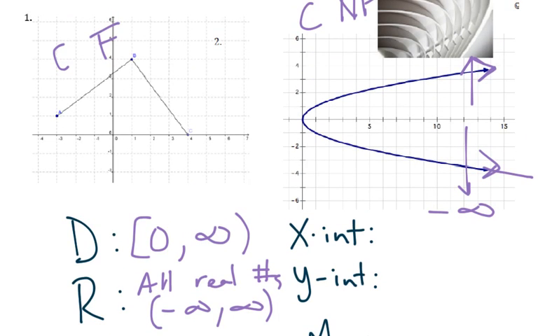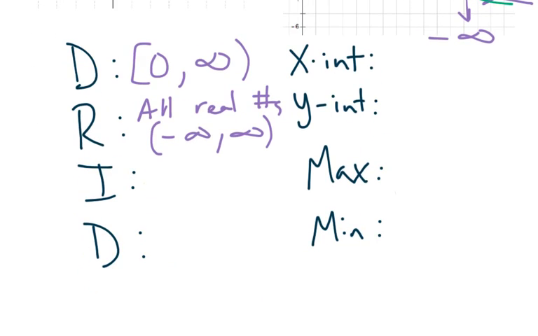Okay, increasing and decreasing. Well, it's both increasing and decreasing the same, right? It's from 0 to infinity. It's the same as the domain there. So I just wrote it for both.